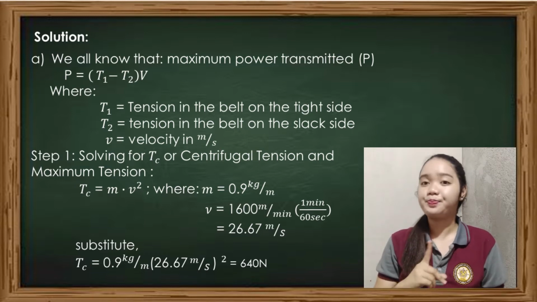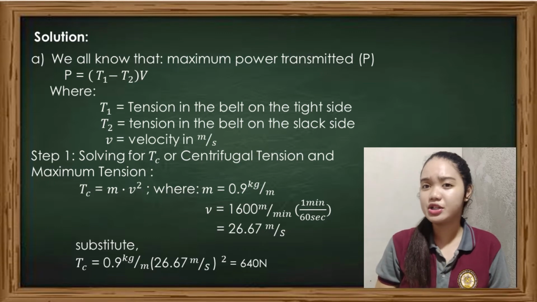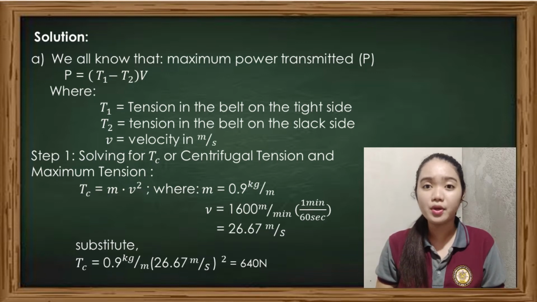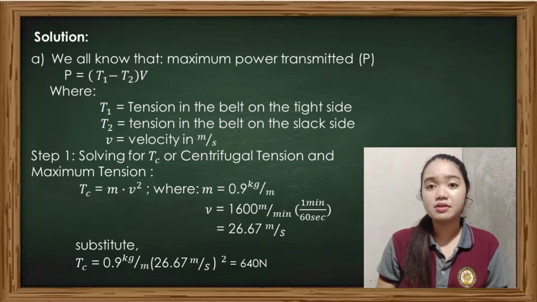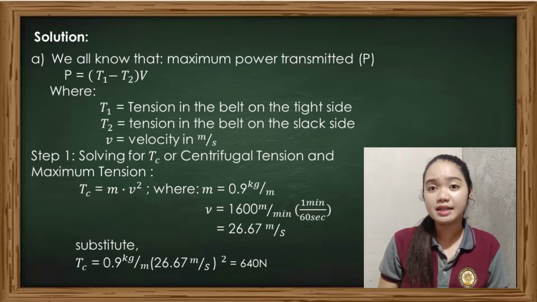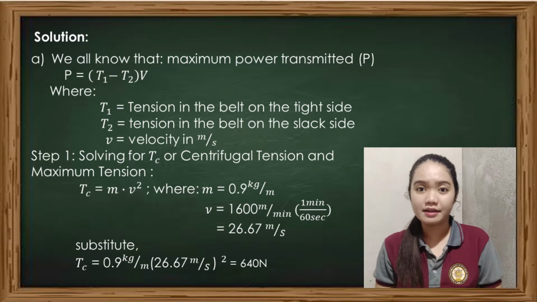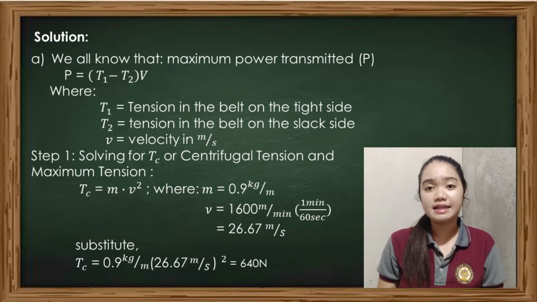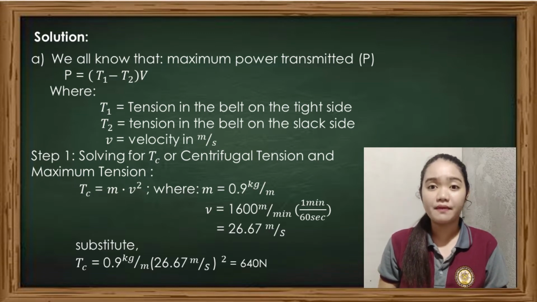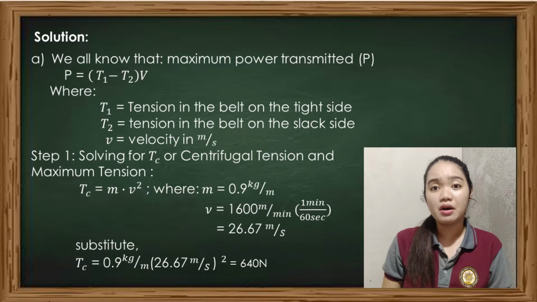So step 1. TC, or centrifugal tension, and the maximum tension are solved first for us to get T1. TC is equal to M times V squared, where M is equal to 0.9 kg per meter. V is equal to 26.67 meters per second, in which the 1,600 meters per minute is converted to meters per second. Then substitute: TC is equal to 0.9 kg per meter times the 26.67 meters per second squared, which is equal to 640 Newton. That is the value of the centrifugal tension or TC.